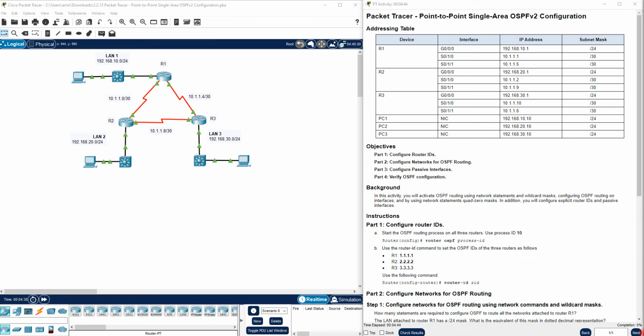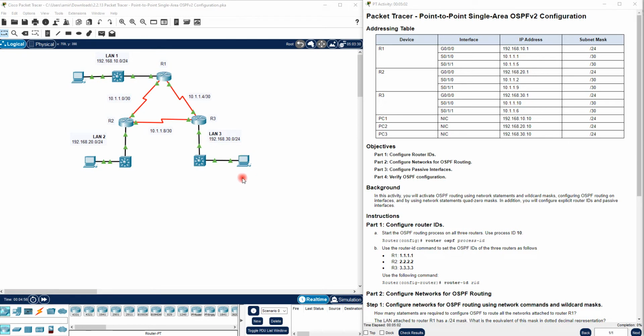Hello friends, in this video we want to take a look at Packet Tracer 2213. Yes, single-area OSPF. This is point-to-point single-area OSPF version 2 configuration. You can see this topology here.